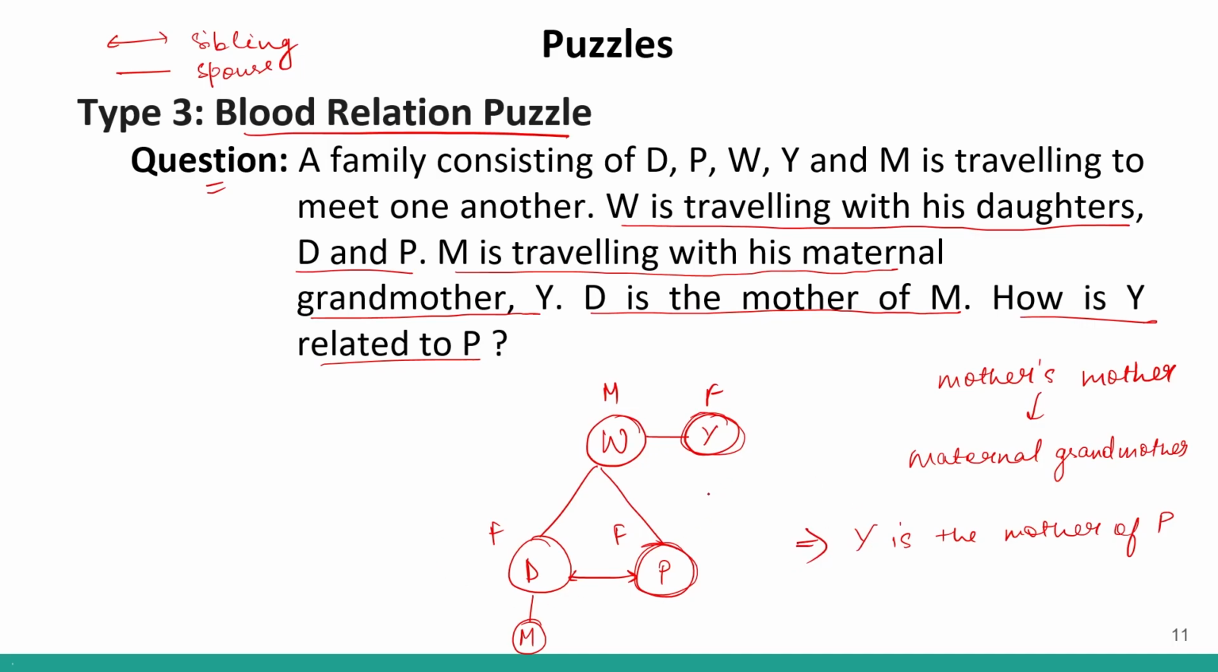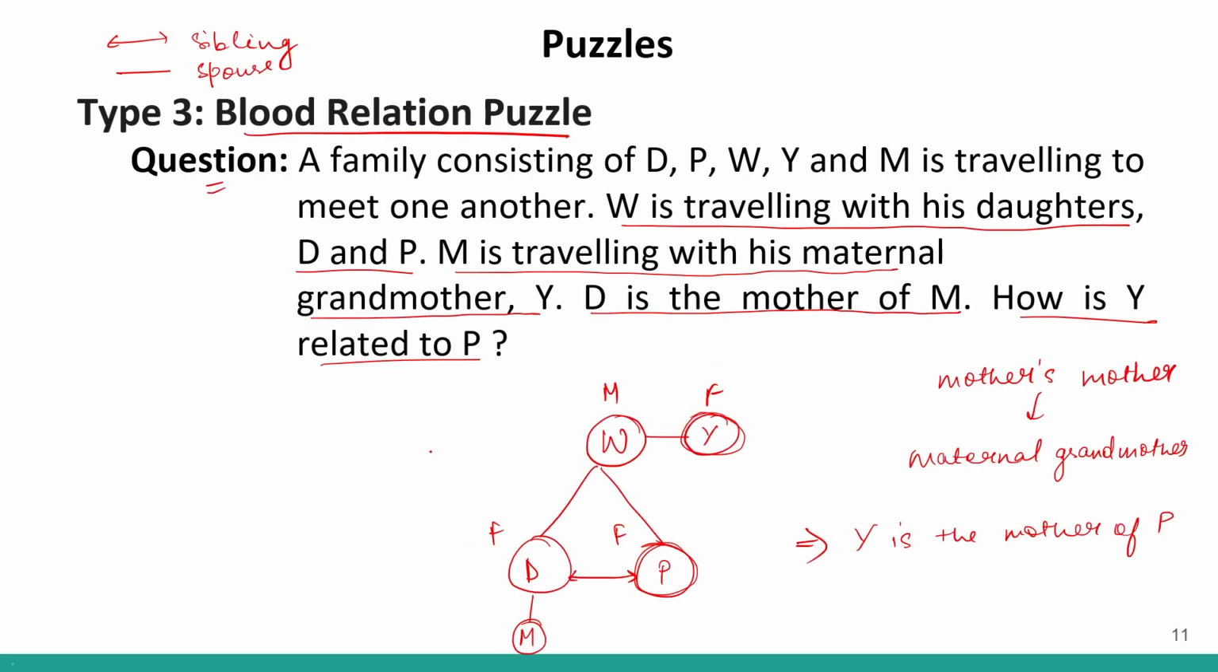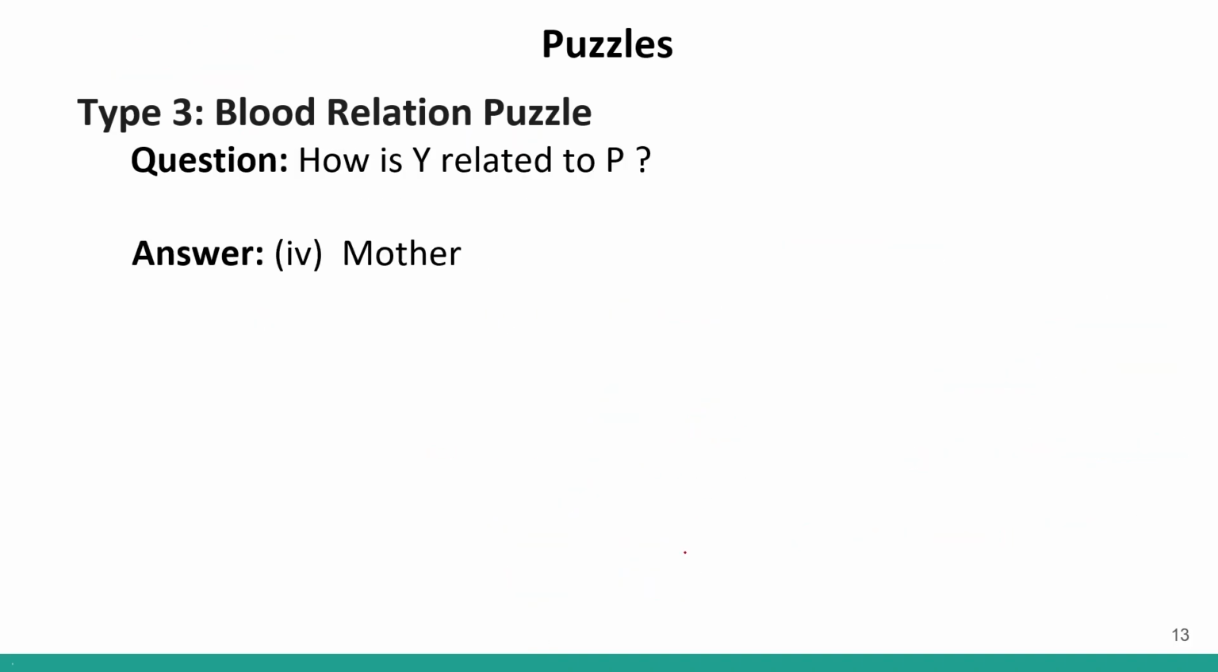So this was a simple question. 3 generations, 5 people. The question becomes complicated when there are 4 generations, and 8 or 9 people in a family. Then it gets a little complicated. But this was the easy question. So let us look at the options. Option number 4 says mother. So this will be my answer. Y is the mother of P.